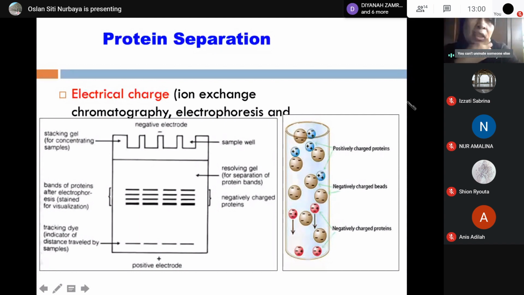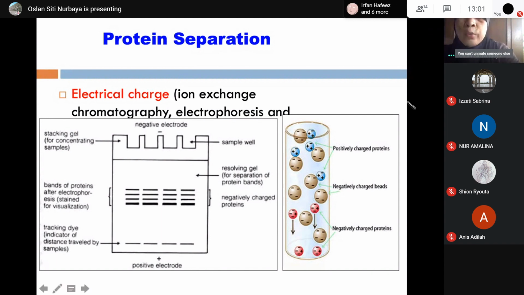Please remember it is negatively charged, but still it comes with the size. Size, I mean the pores in the gel. The pores in the resolving gel will become resistant to the protein. Your protein is negatively charged, so it will be attracted to the positive electrode. It will move down, but it will move based on the molecular weight. A small negatively charged protein will move faster than a large protein.